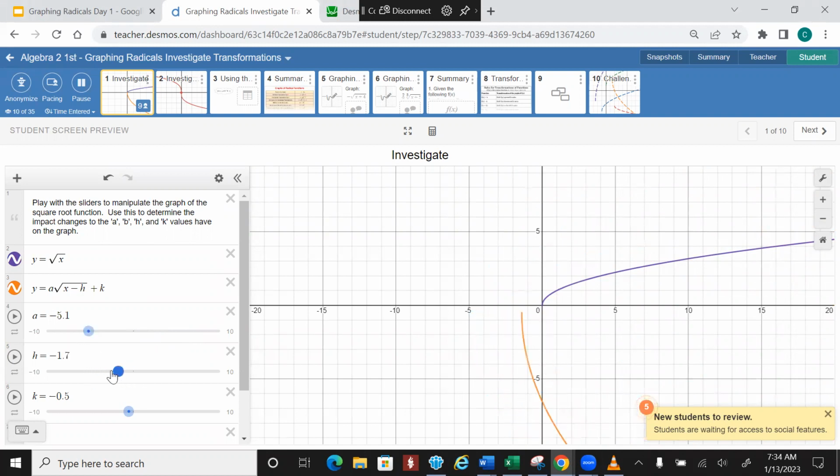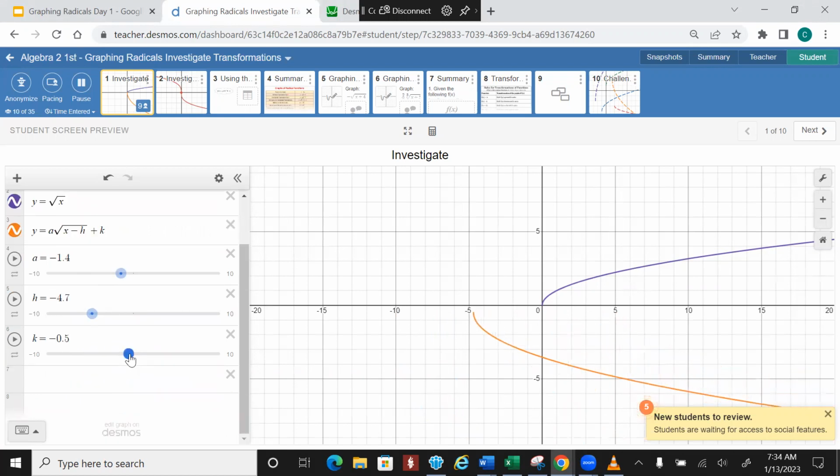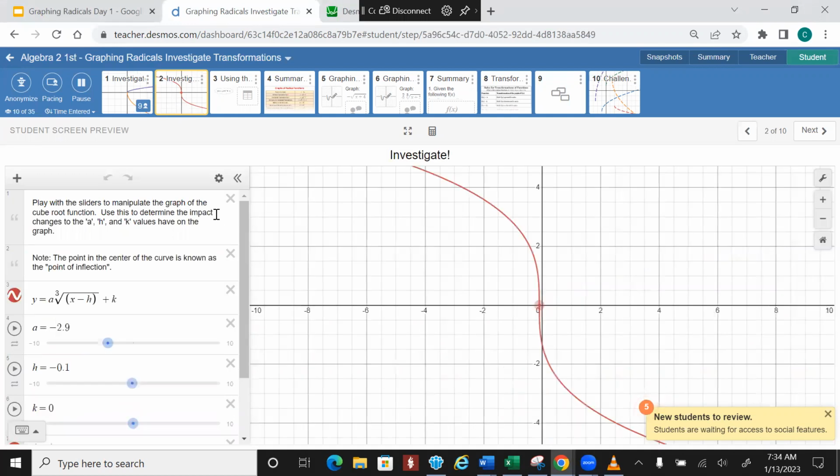What does H do? It moves it side to side, so it moves it left and right, right? What about K? What does it do? Up and down, good. So A reflects, or has like up and down movement, kind of. H is moving left to right, and then K is up and down, right? Okay, let's go ahead and look at slide 2.